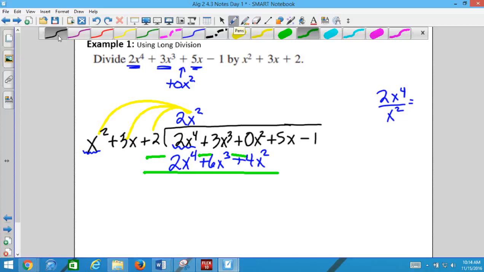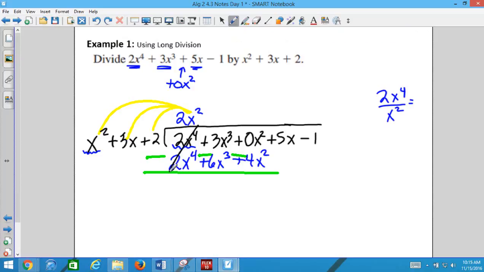So we add together 2x to the 4th minus 2x to the 4th. Those cancel. We add 3x cubed plus a negative 6x cubed. Negative 3x cubed. We add together 0x squared minus 4x squared. Minus 4x squared.